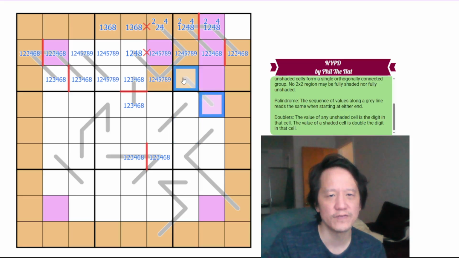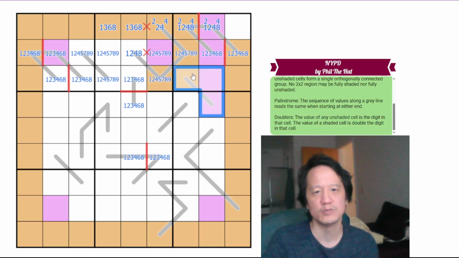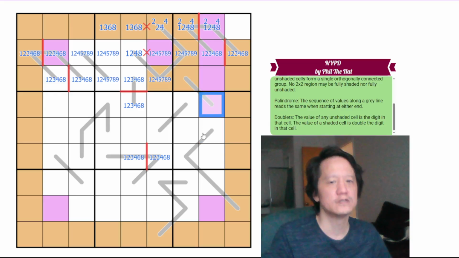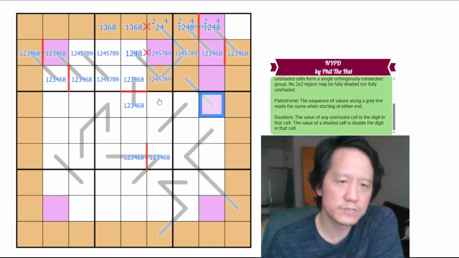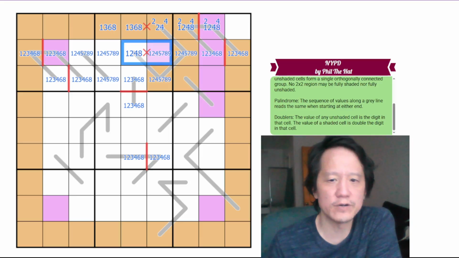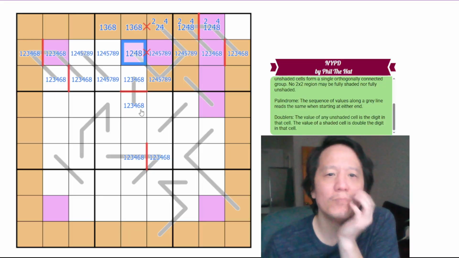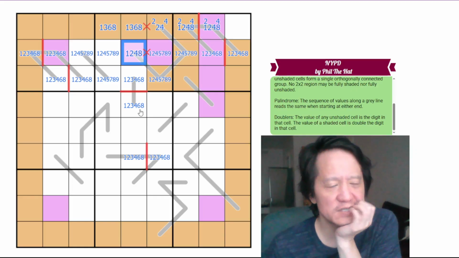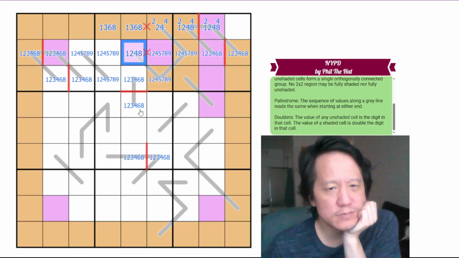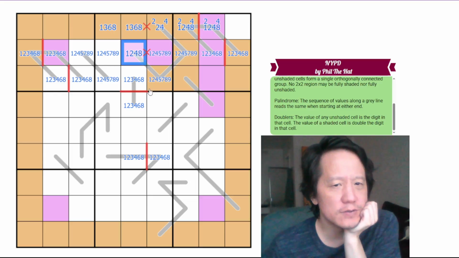This could not be 5, 7, 8, 9. This would have to be at least a pair adding up to, sorry, something doubled adding up to another digit. That's interesting. This pink has to go out this way, so that's fine. That's already pink. This seems okay. Not great, but okay.